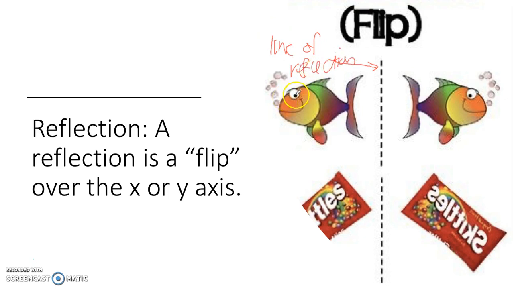You can see that when it flips over that dotted line, it goes backwards. Same thing with the Skittles. You can read the Skittles this way, but when you flip it over, or when you look in a mirror and see the reflection, it looks backwards.